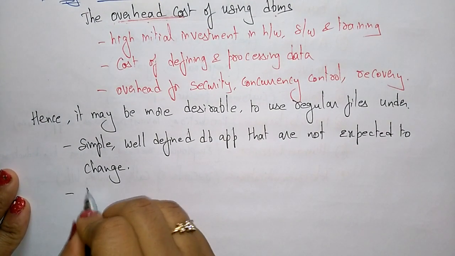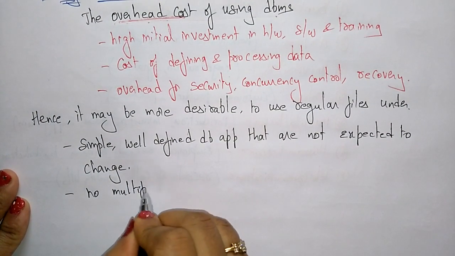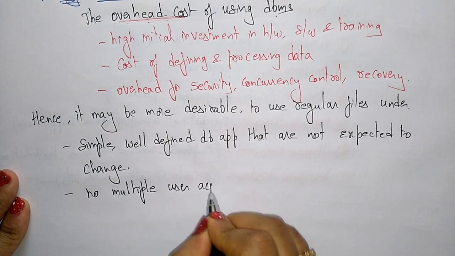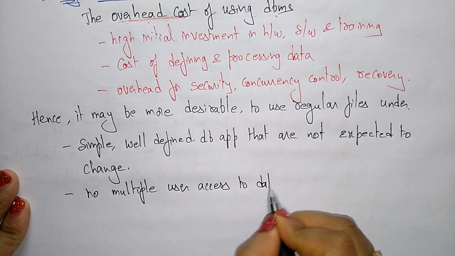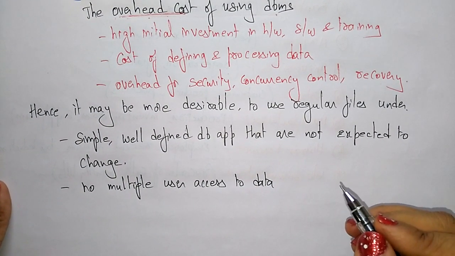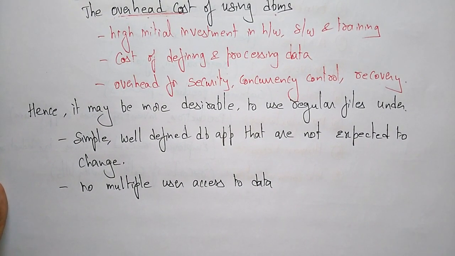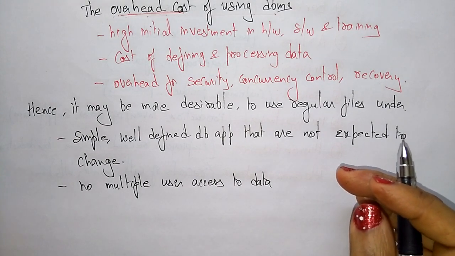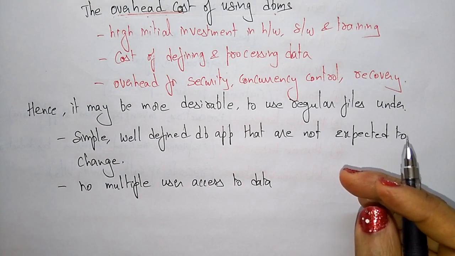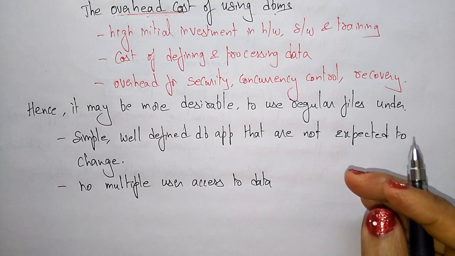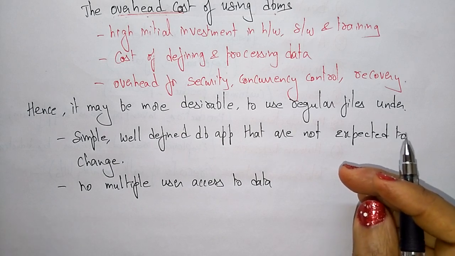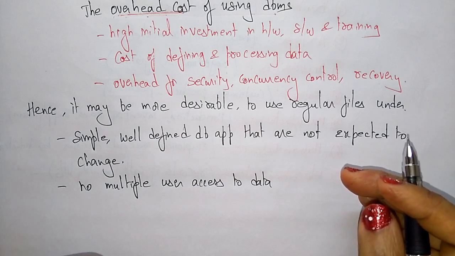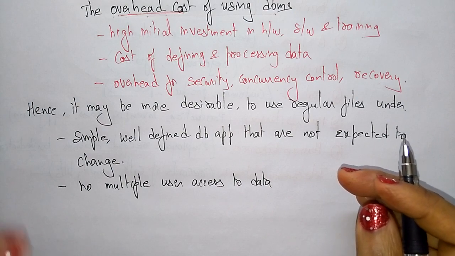Another case is no multiple-user access to data. Suppose only one person wants to access the data, it's better to save the data in files rather than going for a database management system. Because a database management system is mainly useful when multiple people want to access the same data. In that case they will go for the DBMS. But if only one person wants to access the data, it's better to go for files rather than a DBMS.